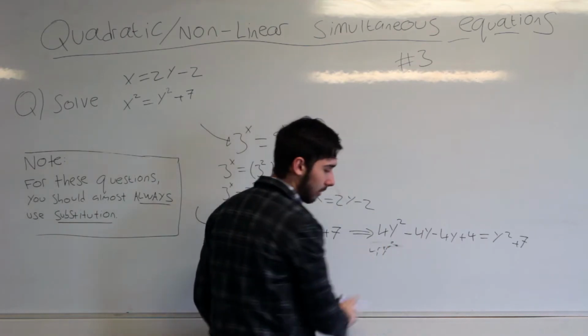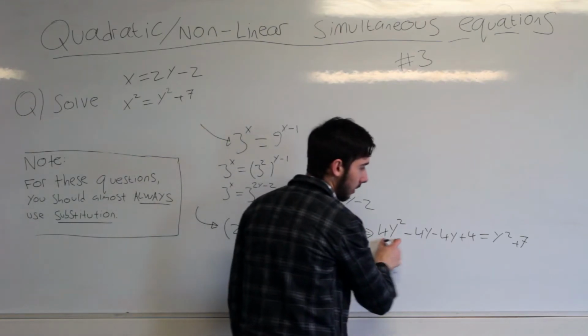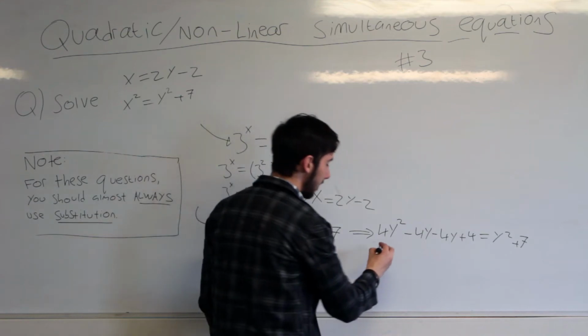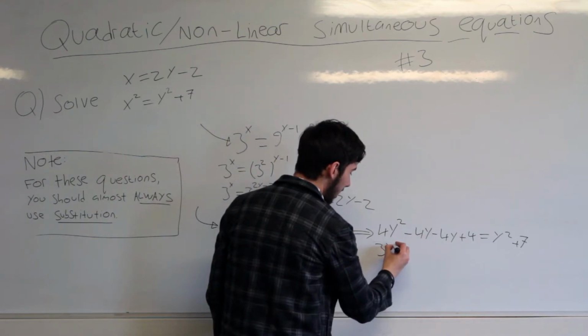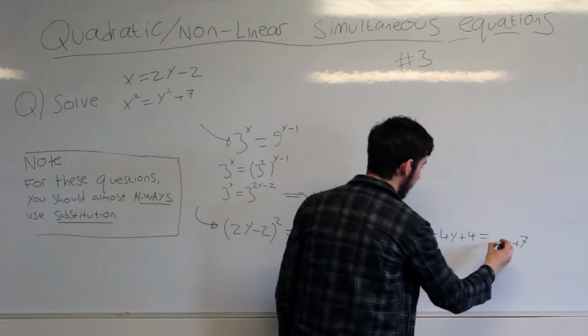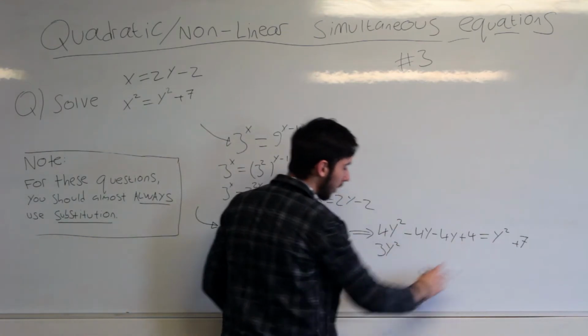Actually, let's simplify this, try and do it in one go. 4y squared on this side, y squared on this side. Let's take y squared away from both sides. 3y squared. That disappears. Actually, no, I'm going to keep it because otherwise it's going to get really confusing. So this y is gone, okay?